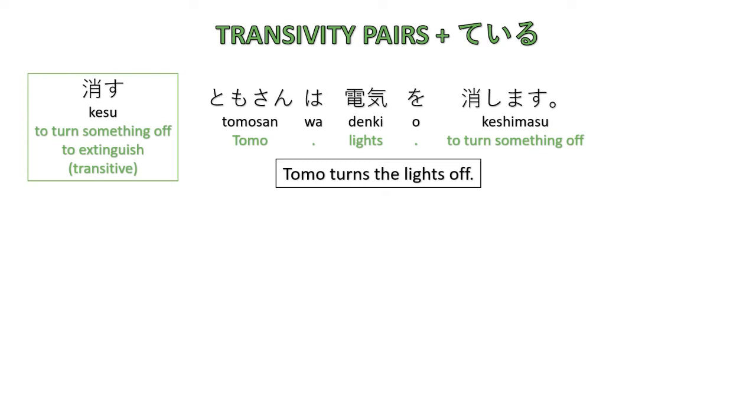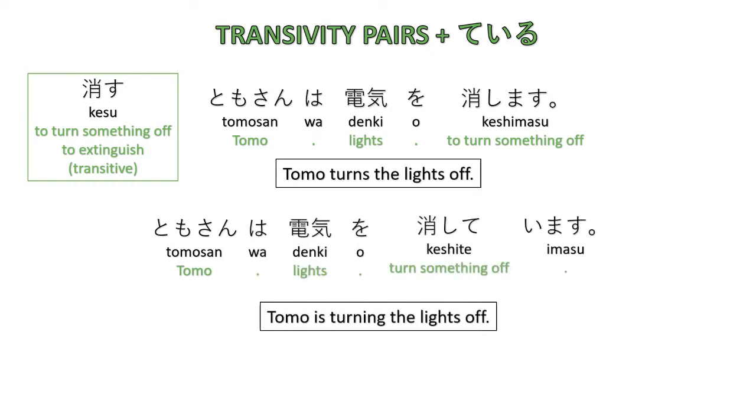And then we're going to turn this into the te iru form. Tomo-san wa denki o keshite imasu. Tomo is turning the lights off. So this is action in progress. The activity is in the progressive form, verb plus ing. Okay? This is for the transitive and this is basic.